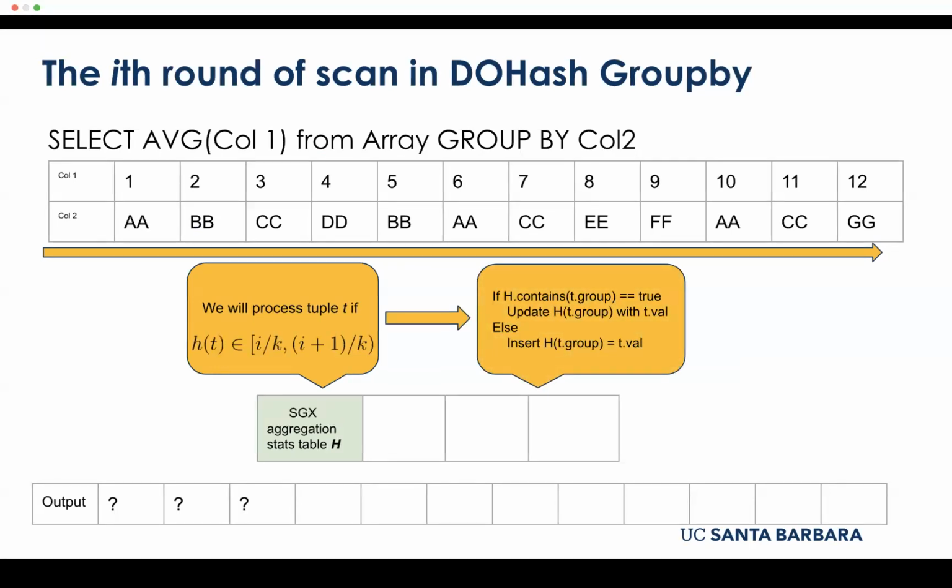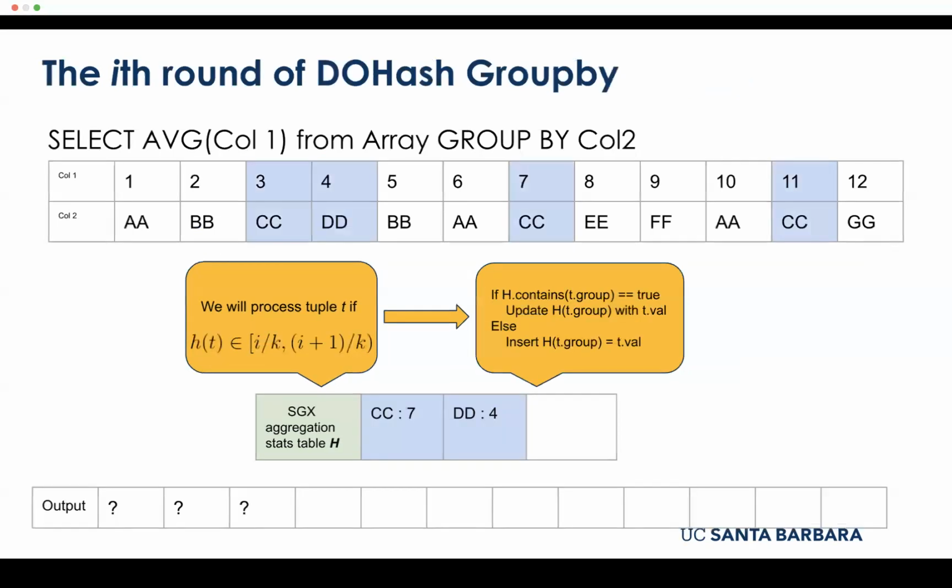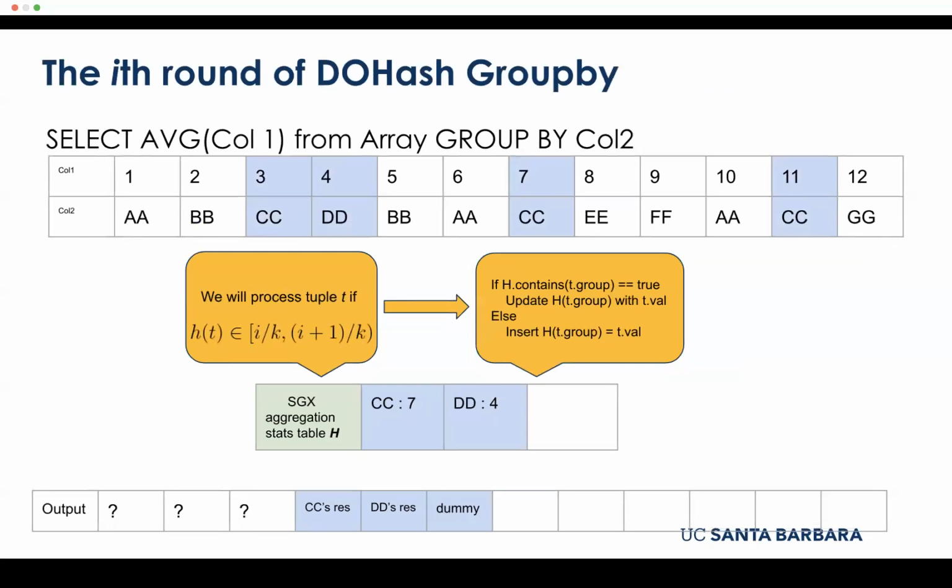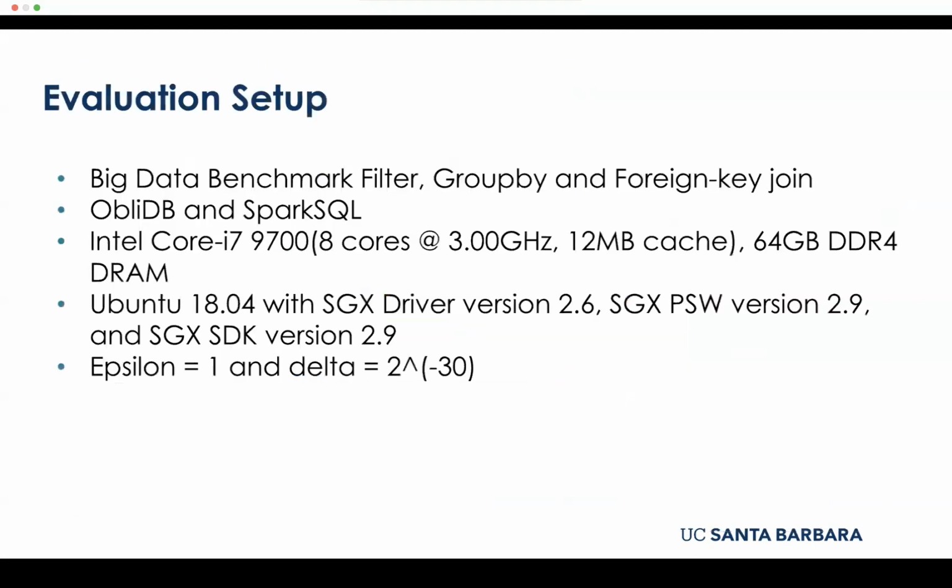And suppose within the enclave, the stats table already contains this group. We will simply update the group. If not, we will insert the new group value into this aggregation stat table. Then at the end of the ith run, we will write the whole aggregation stat table from the enclave into the output. And we will write some dummies to fill until the size of the SGX enclave memory, which is n.